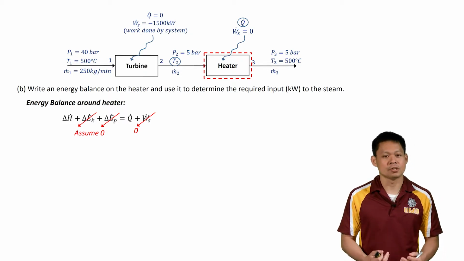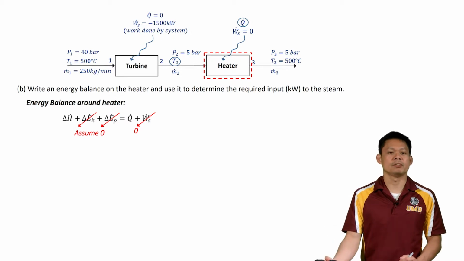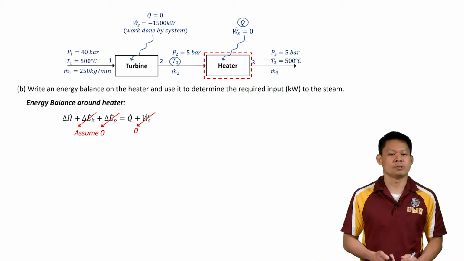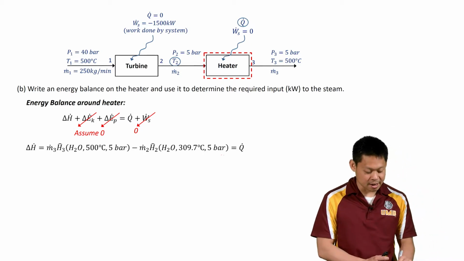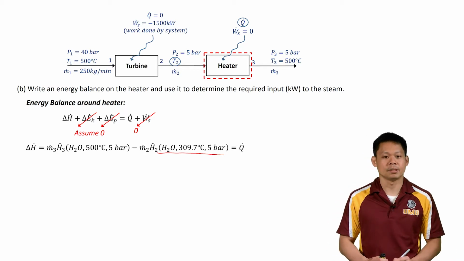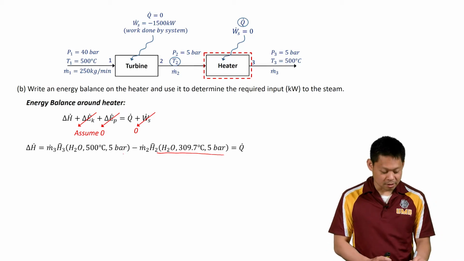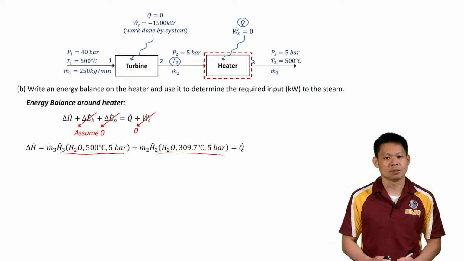Expanding out our delta H again, that is going to be the mass flow rate in 3 multiplied by the enthalpy in 3 minus that in stream 2. So we can write that, but in this case, you realize that we already have h hat 2 from part A. We already found that. We can look this up, 500 degrees C and 5 bar. So go back to table B7 and look that up.